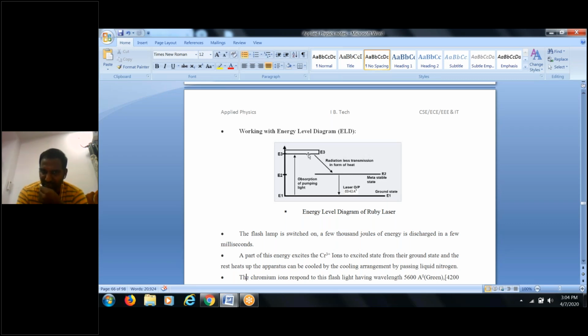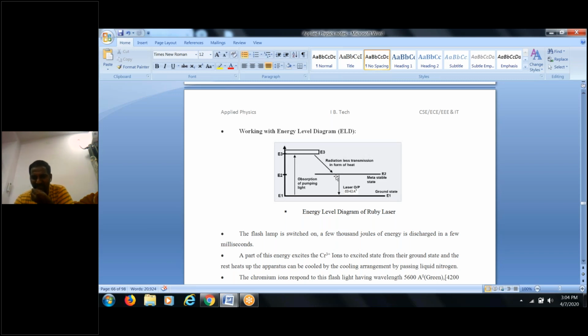level. You know very easily, E3 is the higher energy level, E1 is the ground state, and this is a new name, E2 is the metastable state. What is this metastable state? The intermediate energy level or the middle energy level, which is present in between the higher energy level and ground state, will be called the metastable state.